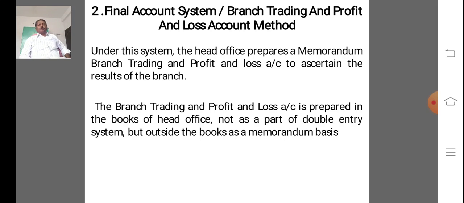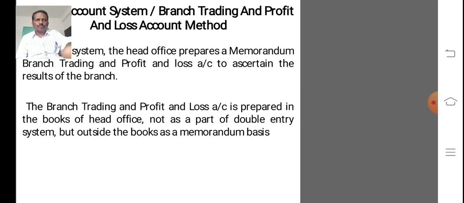And next one, final account system of our branch trading and profit and loss account method. Under this system, the head office prepares a memorandum branch trading and profit and loss account to ascertain the results of the branch. The branch trading and profit and loss account is prepared in the books of head office, not as part of double entry system, but outside the books as a memorandum basis.